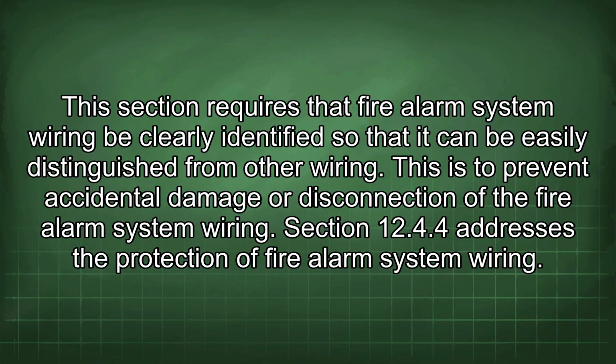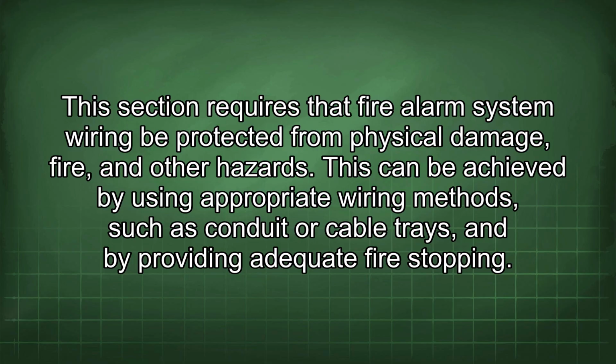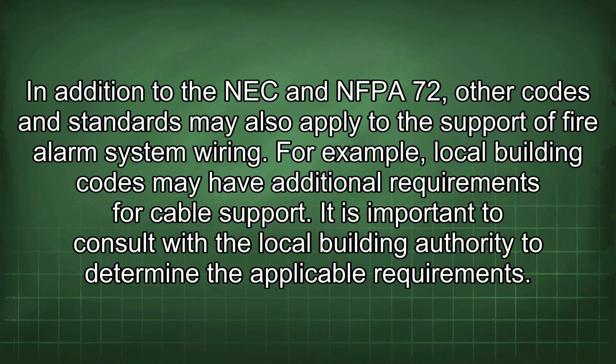Section 12.44 addresses the protection of fire alarm system wiring. This section requires that fire alarm system wiring be protected from physical damage, fire, and other hazards. This can be achieved by using appropriate wiring methods such as conduit or cable trays, and by providing adequate fire stopping. In addition to the NEC and NFPA 72, other codes and standards may also apply to the support of fire alarm system wiring. For example, local building codes may have additional requirements for cable support. It is important to consult with the local building authority to determine the applicable requirements.